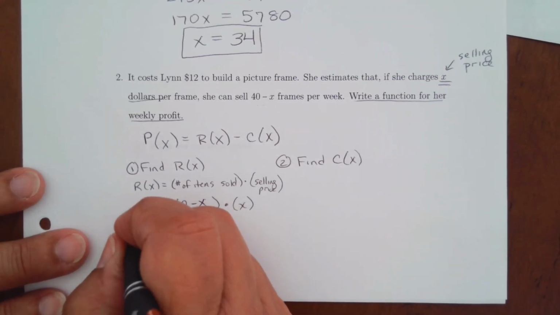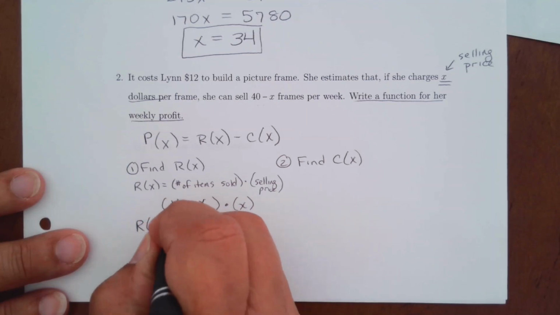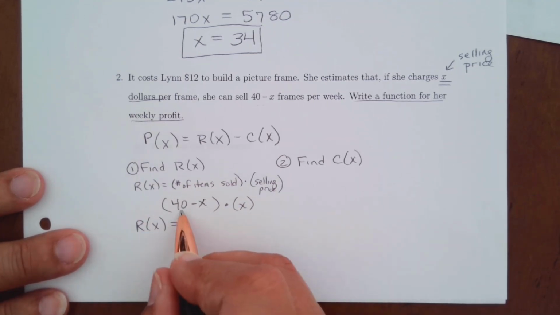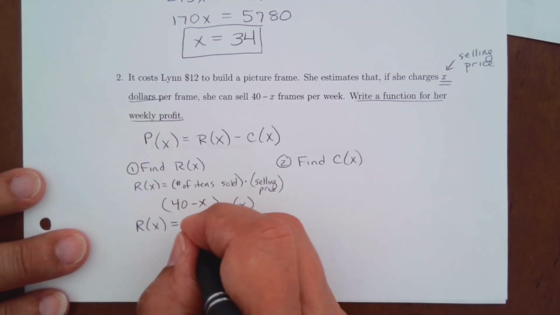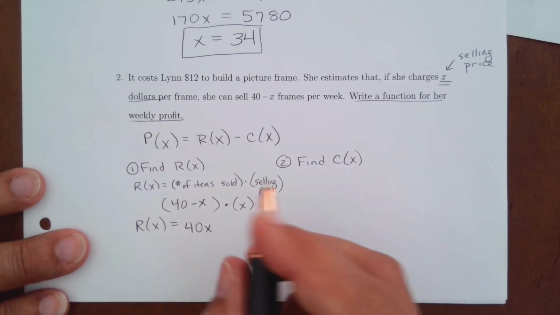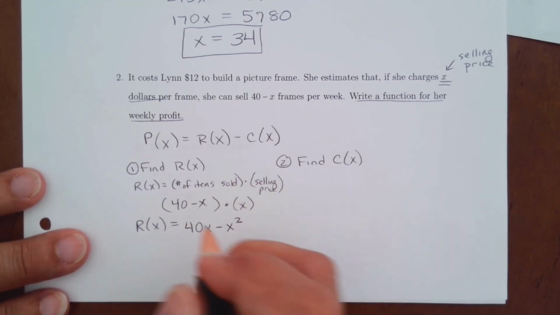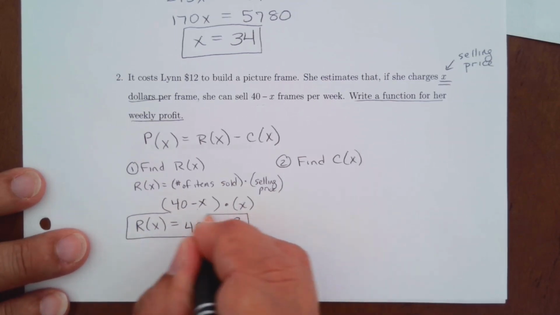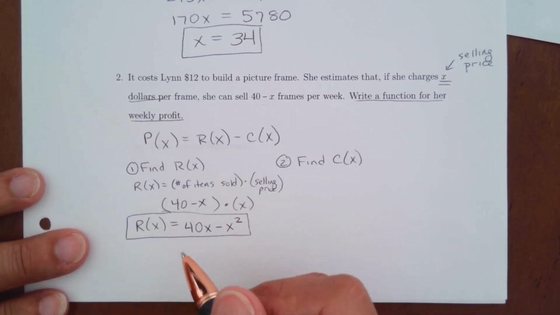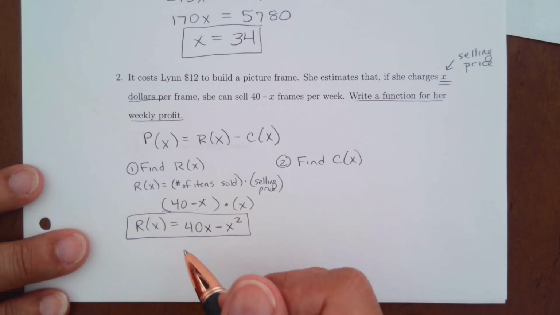So R of X, if I multiply this, 40 times X is 40X, and negative X times X is negative X squared. So there's my revenue function. It's not my answer, but that's my revenue function.